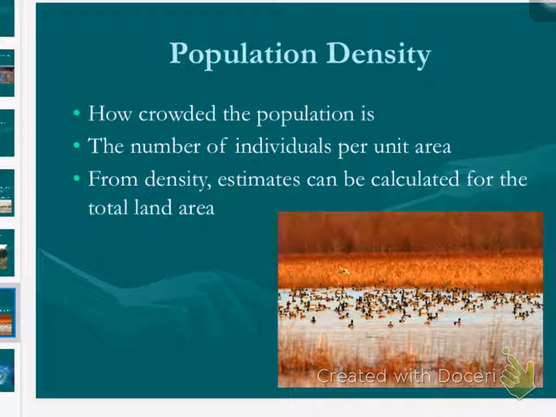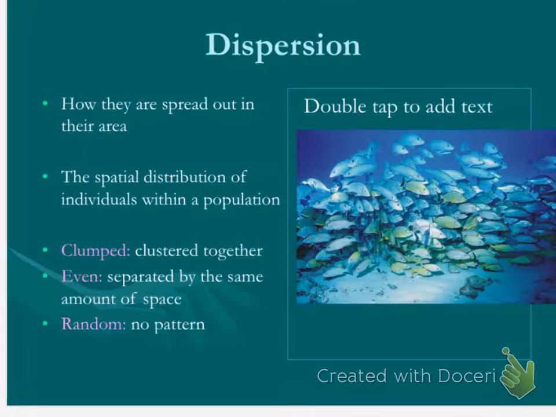Works really well on non-mobile species like trees and plants. Not quite the same with mobile species because, well, they move by definition. This is a little bit more important. This is dispersion, and that's how something is spread out in their area. So it's not just how many of them there are per unit area, but how they're arranged in essence.